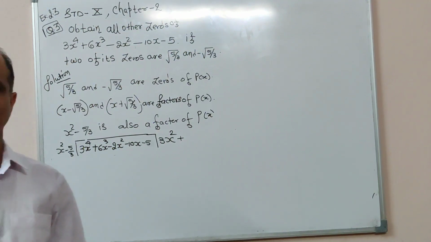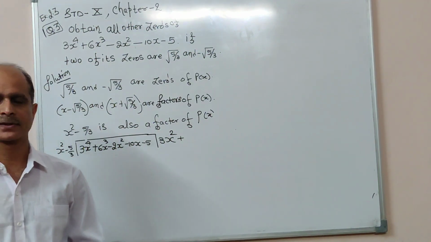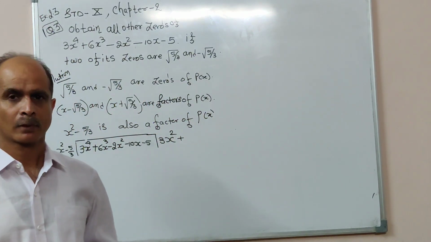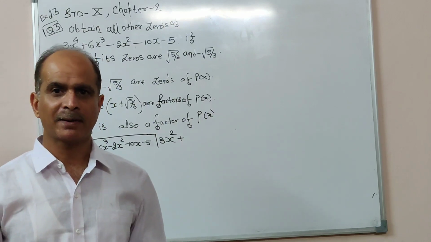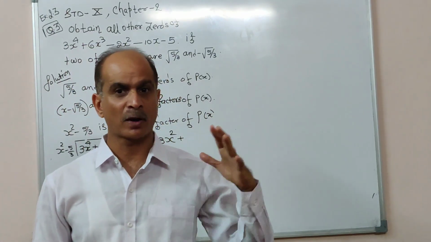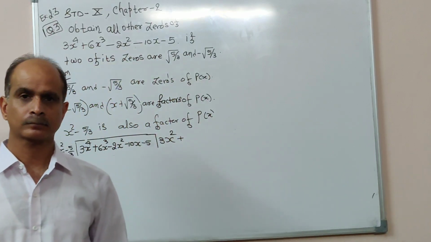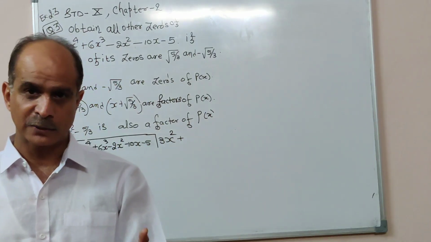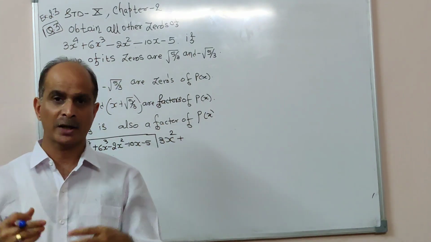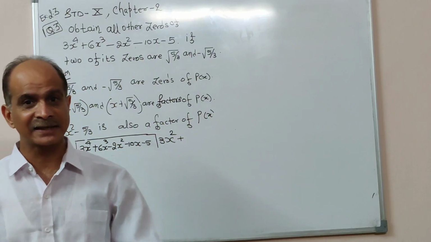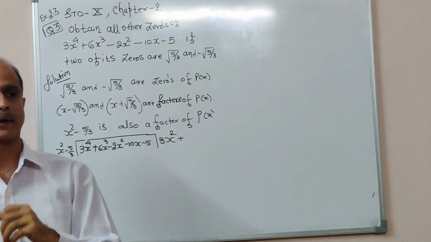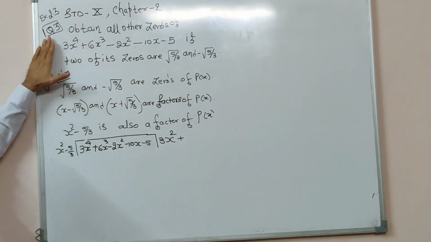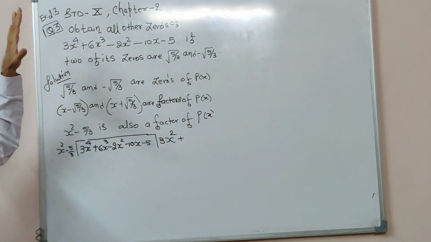Hello friends, in the first three lectures of chapter number 2, Polynomials, we have learned about different concepts of the chapter. We have also completed exercise numbers 2.1 as well as 2.2. We have also solved the first and second examples of exercise number 2.3. Today I am going to solve the third example of exercise number 2.3.